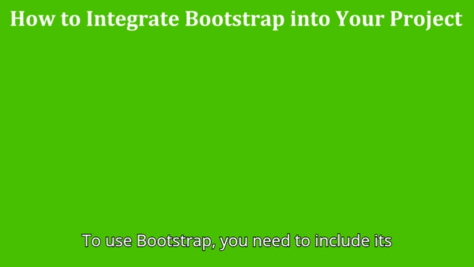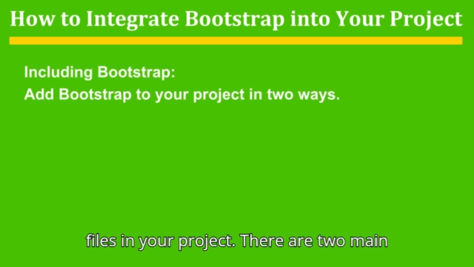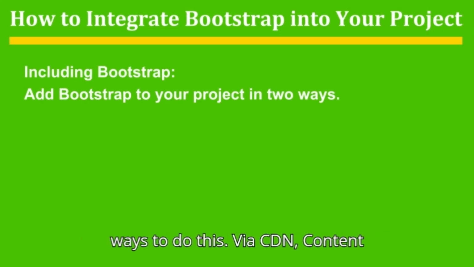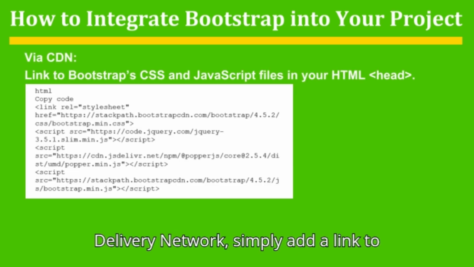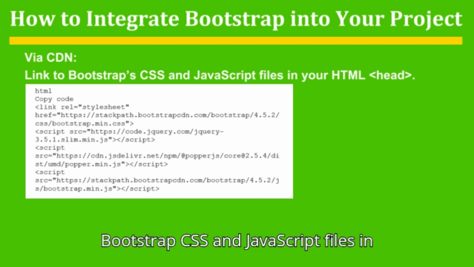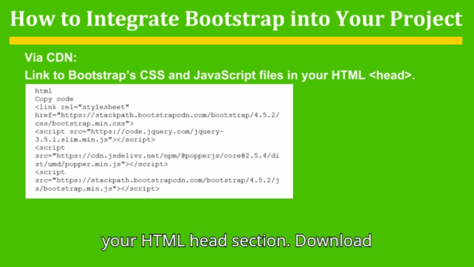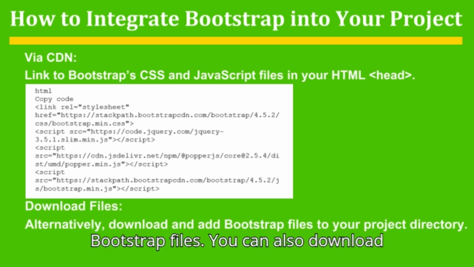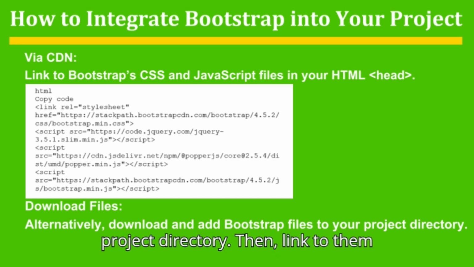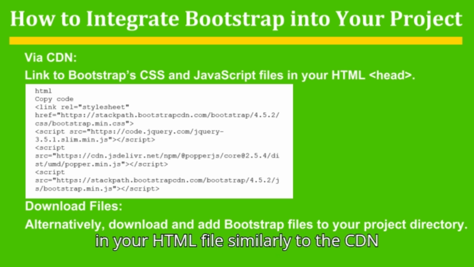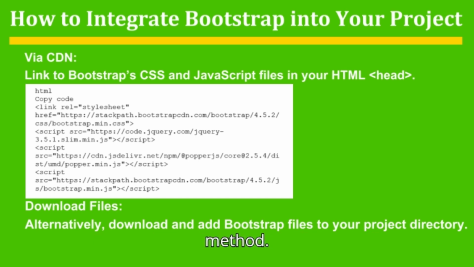To use Bootstrap, you need to include its files in your project. There are two main ways to do this. Via CDN, Content Delivery Network, simply add a link to Bootstrap CSS and JavaScript files in your HTML head section. Download Bootstrap files. You can also download Bootstrap files and add them to your project directory. Then, link to them in your HTML file similarly to the CDN method.